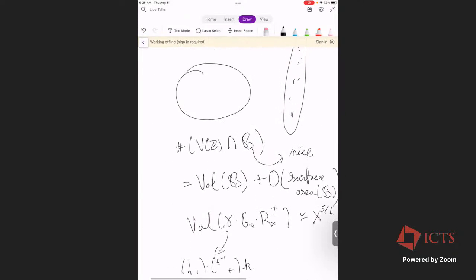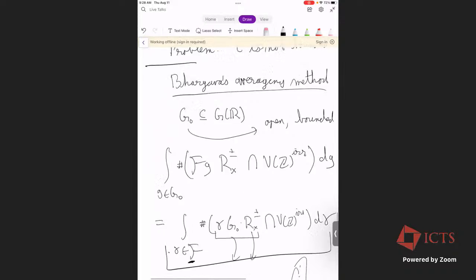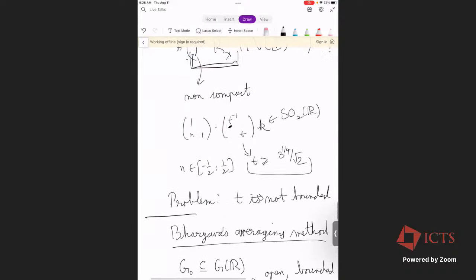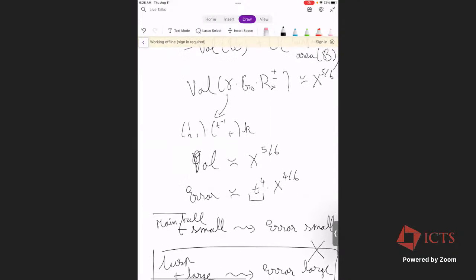So our answer is in terms of an integral, and it's an integral over the fundamental domain. And in the fundamental domain, there's this parameter t that shows up, and t can go all the way to infinity. It's bounded away from 0, but it can go all the way to infinity. Now the error term grows with t. So the error term is t to the 4 times x to the 4 by 6. And when t is large, the error term can dominate the main term. Because at some point, t to the 4 is going to become greater than x to the 1 by 6. And then we're in trouble.